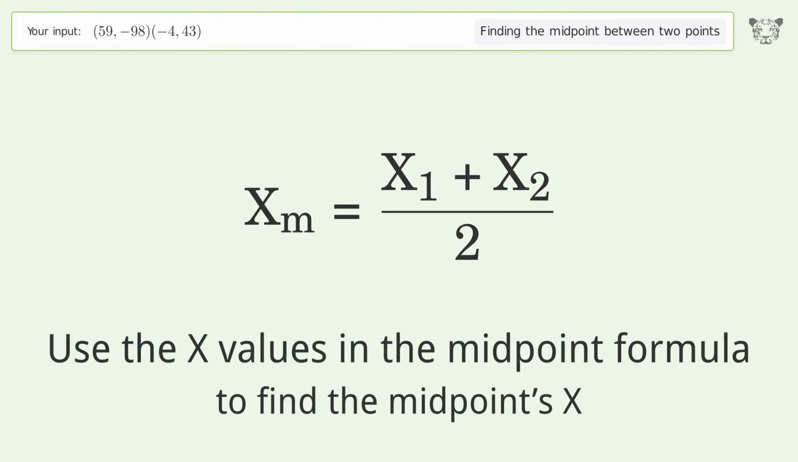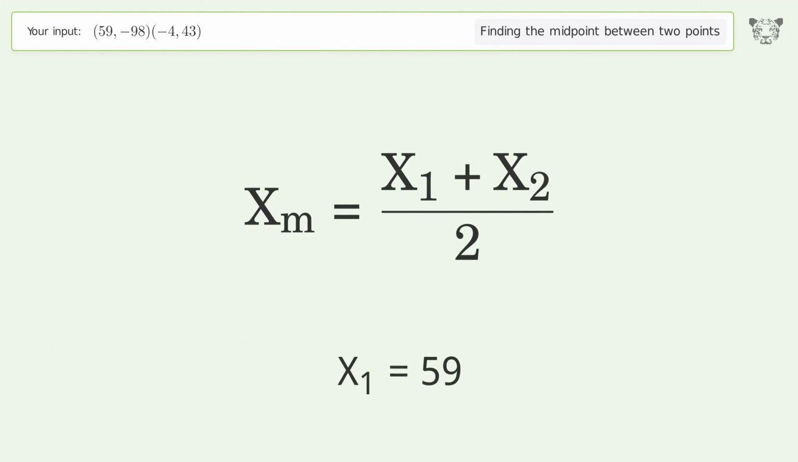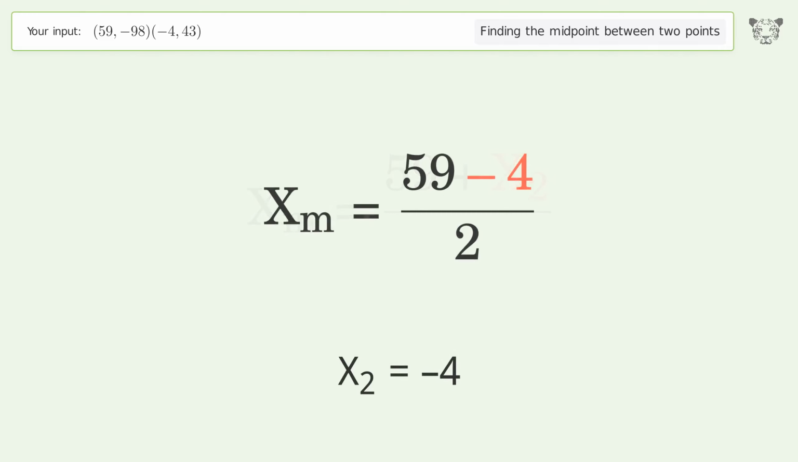Use the x values in the midpoint formula to find the midpoint's x. x1 equals 59. x2 equals negative 4. Simplify the arithmetic.